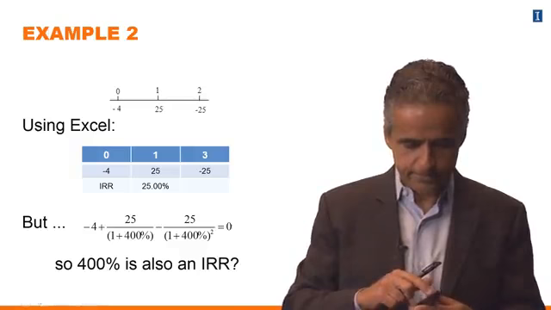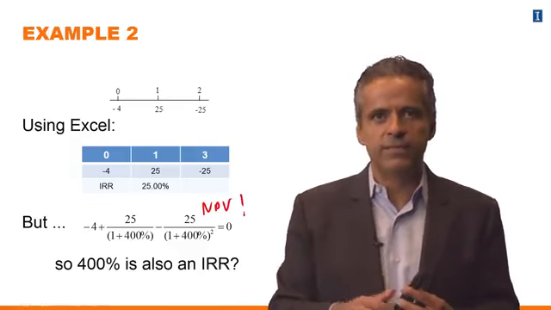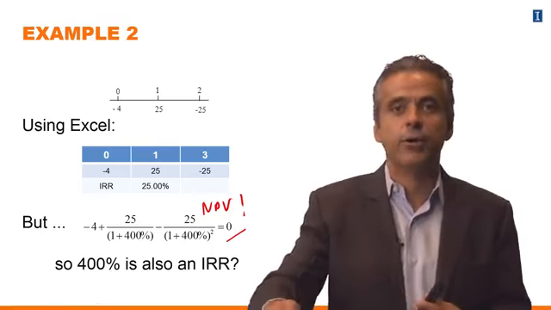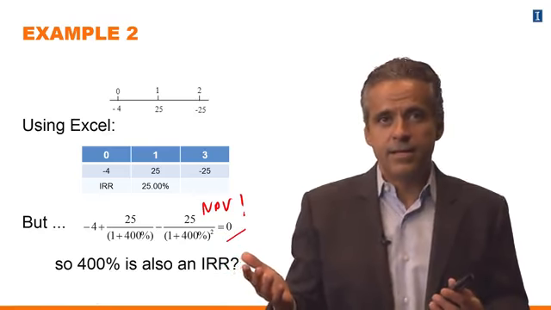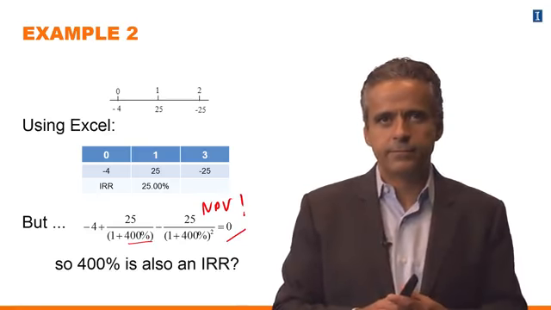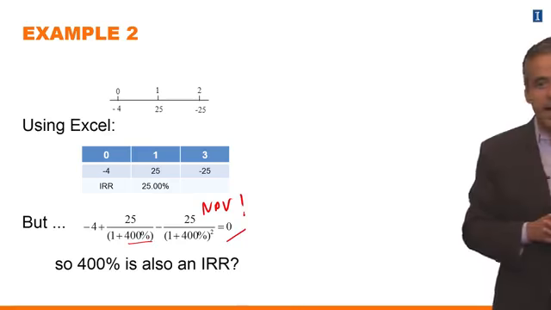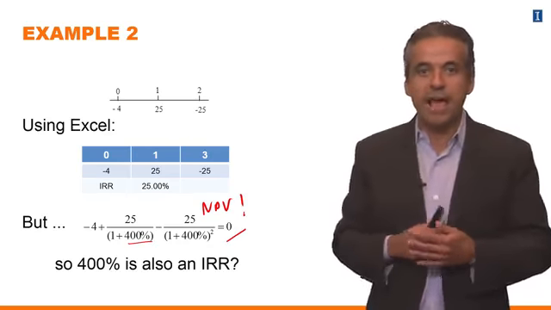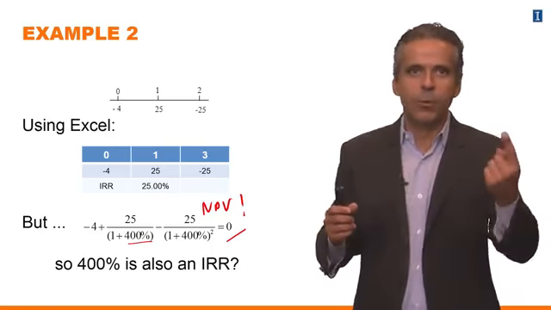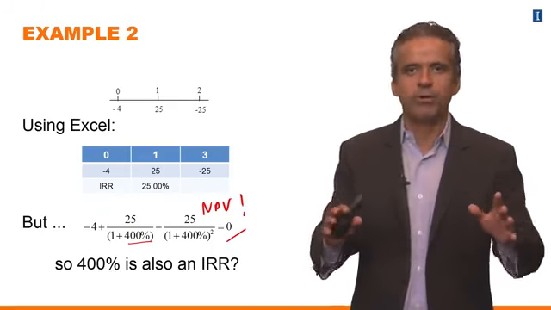This is the NPV of the investment, okay? This is the NPV of these cash flows, okay? The NPV is equal to 0, okay? If the discount rate is 400%, right? What does this mean? Is 400% also an IRR? Okay, so do we have 2 possible IRRs? That doesn't make any sense, right? An investment should have 1 rate of return, not 2 rates of return, okay? So there is something wrong with this problem as well.